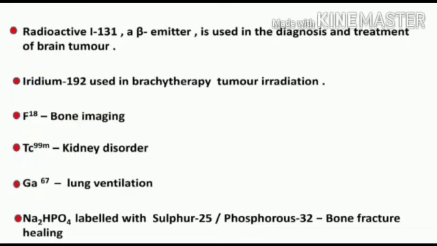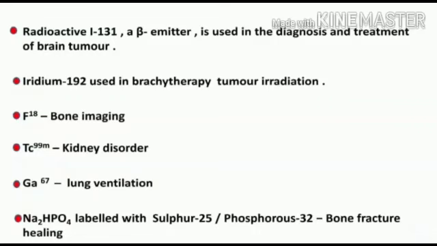The radioactive iodine-131, which is a beta emitter, is used in the diagnosis and treatment of brain tumor. Iridium-192 is a radioactive isotope of iridium. Iridium-192 emits gamma rays and has a half-life of 74 days. A high dose rate of this radioisotope can be used in brachytherapy to treat tumors by selectively delivering a cytotoxic dose of radiation to the tumor site. Fluorine-18 is used in bone imaging.